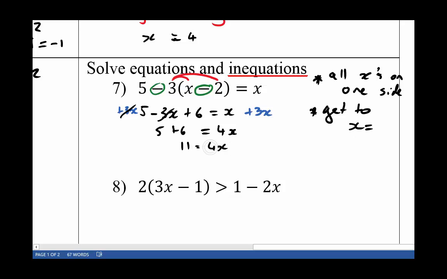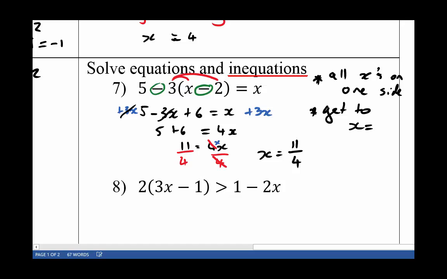So at the moment I've got 4x equals. I want to get to x equals, which means I need to get rid of that 4. To do that, I ask myself, what is the 4 doing to the x? It is multiplying. And so to get rid of it, I divide by 4. So I divide that by 4. And so therefore, the 4's will cancel out, and I'm left with x equals 11 over 4.